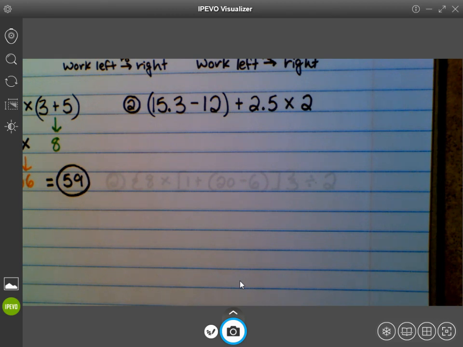When you're adding or subtracting decimals, you need to make sure the decimals line up when you stack them to add or subtract. But when you're multiplying or dividing, you do not line up your decimals. You line them up just like a normal multiplication problem.